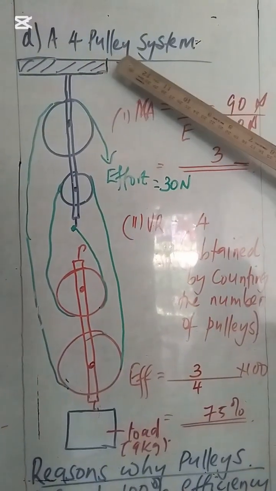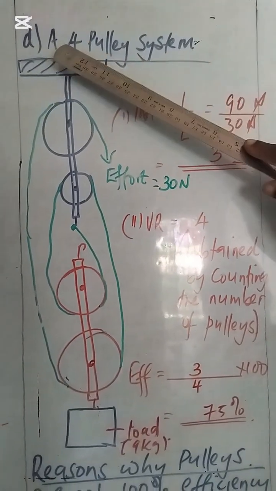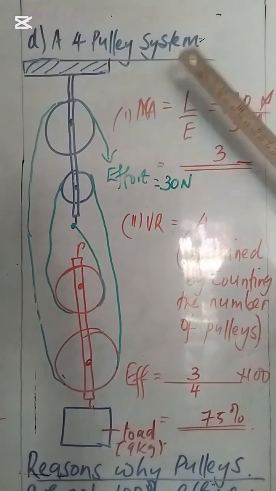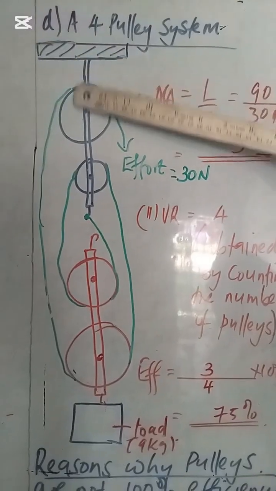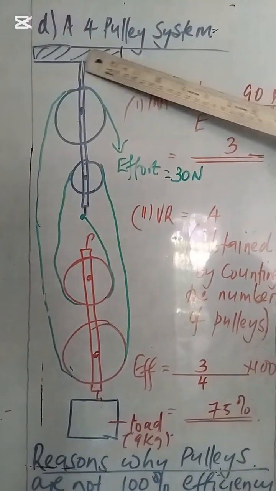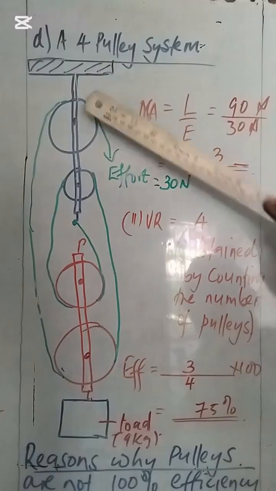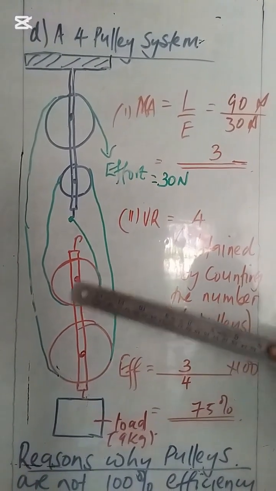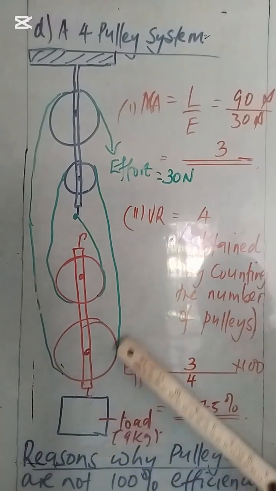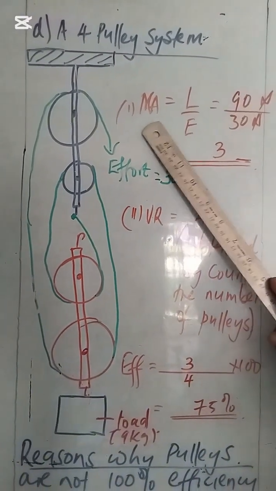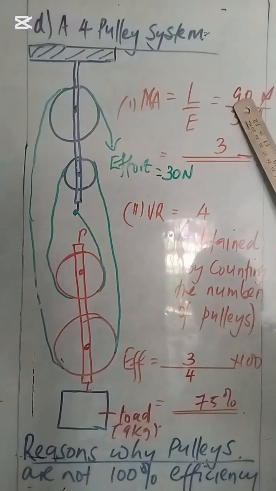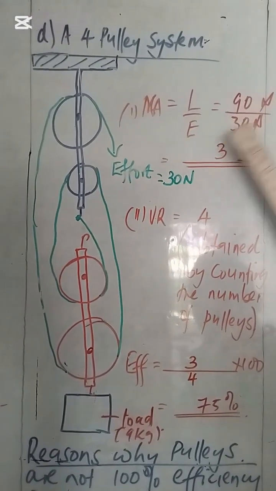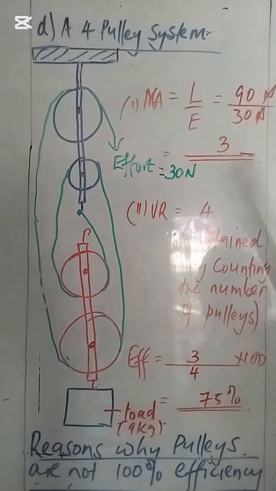The fourth type of pulleys has got 4 pulleys, a 4-pulley system. A 4-pulley system, look, the fixed ones are above in blue, and those which move, the free moving ones with the load, are in red. Then MA, like before, load over effort, 90. 9 kgs times 10, 90. 90 divided by 30. 30, which is the effort, is 3.